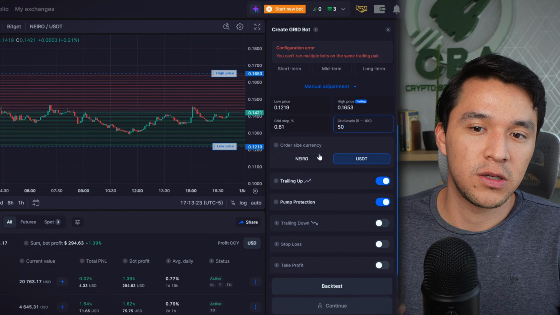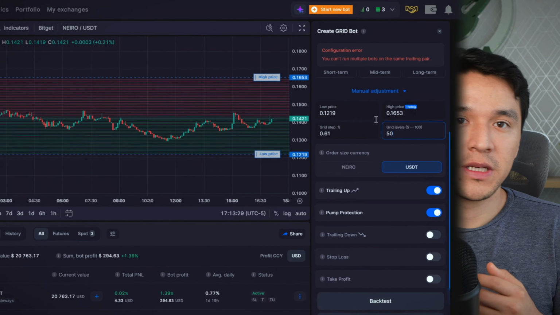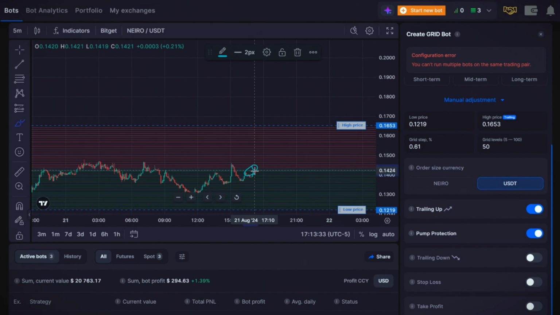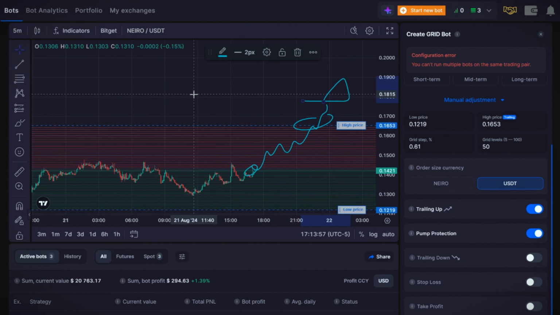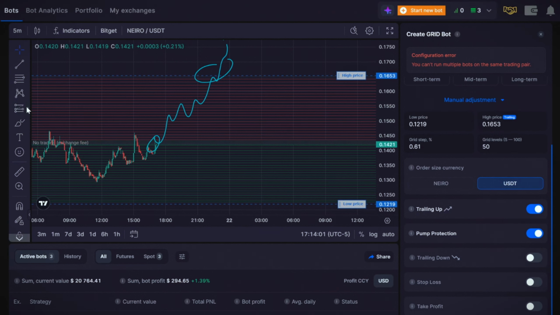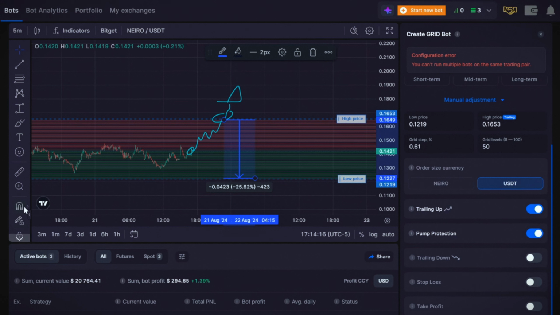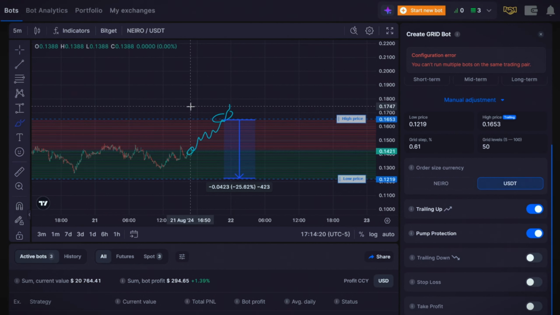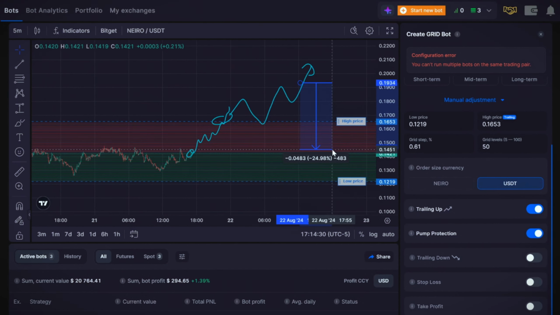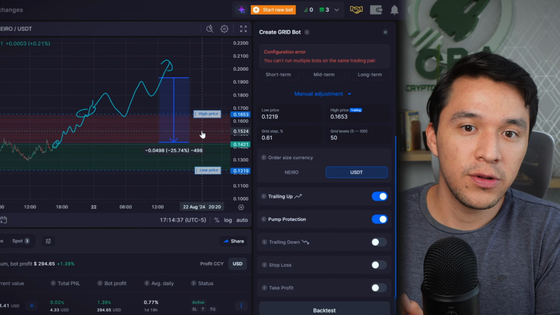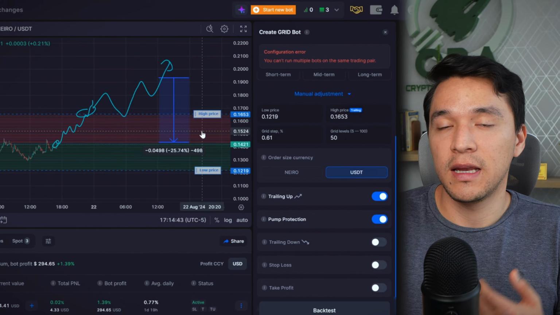So moving on, we have trailing up, pump protection, trailing down, stop loss, and take profit. Trailing up essentially means that if the cryptocurrency keeps moving up, for example, if the crypto bot that I will deploy does go higher than my high price, which is located right now at 0.16%, the crypto bot is going to readjust itself to the new price of the cryptocurrency. Meaning that if we have a grid range of 25% and the cryptocurrency keeps going up, this 25% is going to move up with the new price. All of the grid levels will readjust themselves to the new price, so you can keep taking advantage of that volatility.